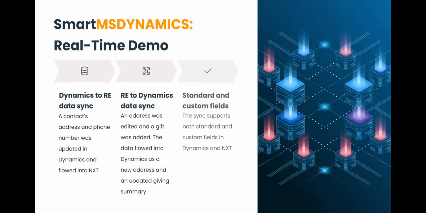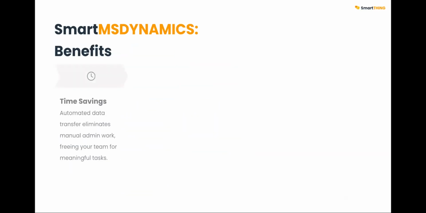So, just summarizing what we saw in the video, the main points. There was an update in Microsoft Dynamics of a contact's address and phone number. This flowed through to Razor's Edge NXT within a few minutes. We then updated an address and added a gift to Razor's Edge NXT. This flowed through to Microsoft Dynamics as an updated address and that update giving summary that you saw. So the sync can be bi-directional and cover both standard and custom pieces of information.